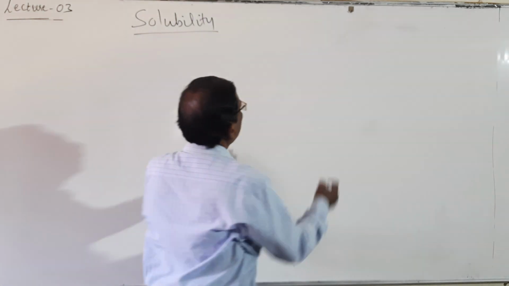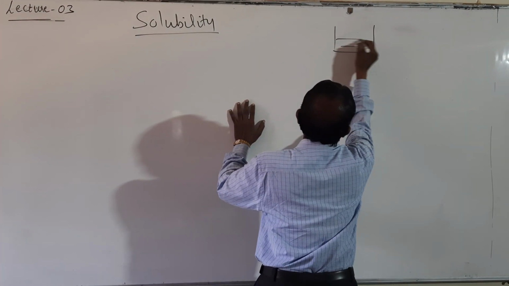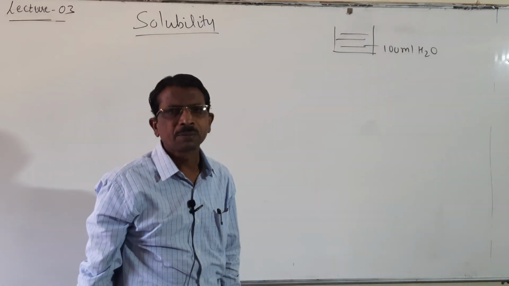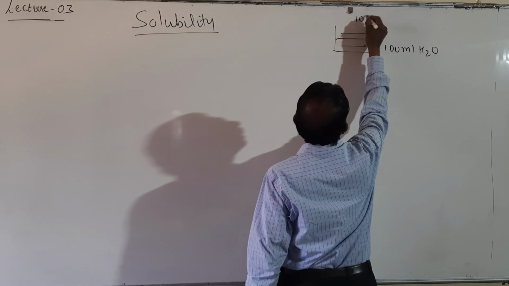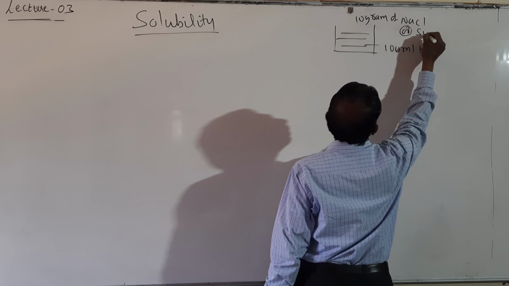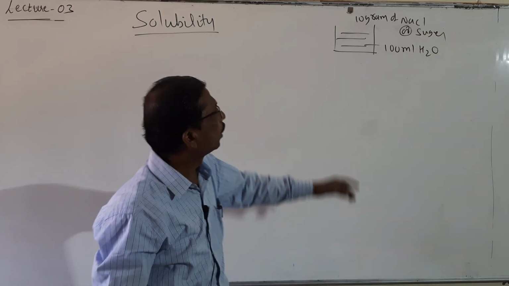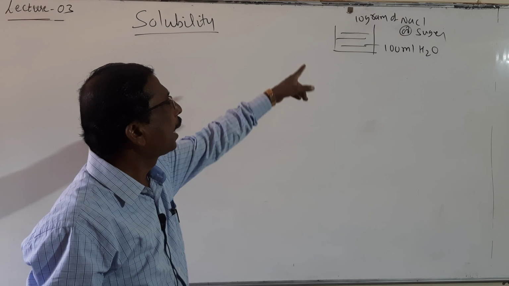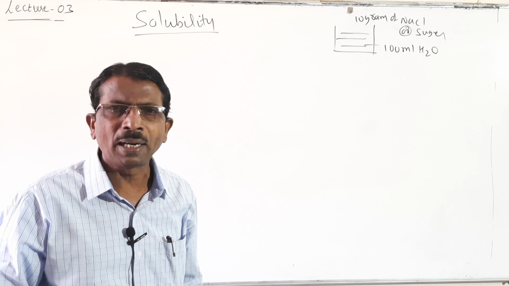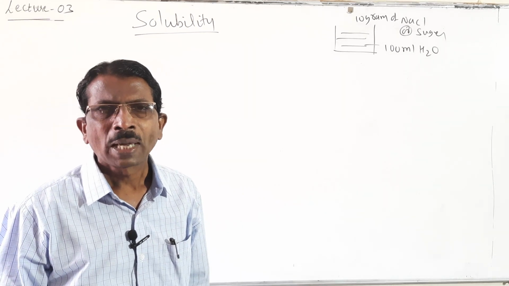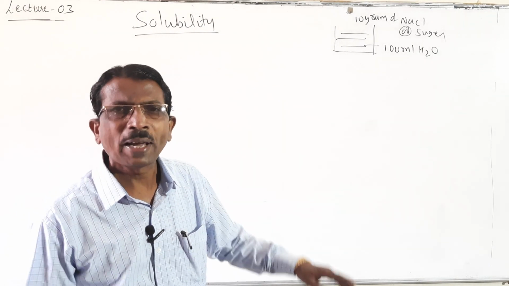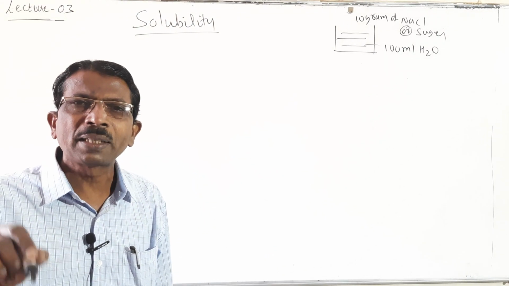Generally we know that when 100 ml of water is taken in a beaker, and to this you add 10 gram of sodium chloride or 10 gram of sugar, it is shaken well and it completely dissolves. If we add 20 gram, it slowly dissolves. And if we add 30 gram more, then it remains undissolved.